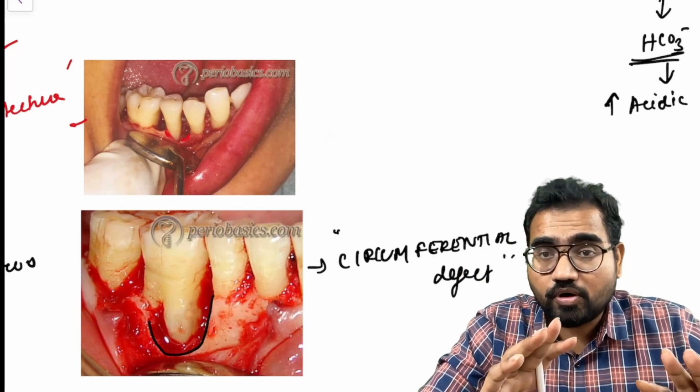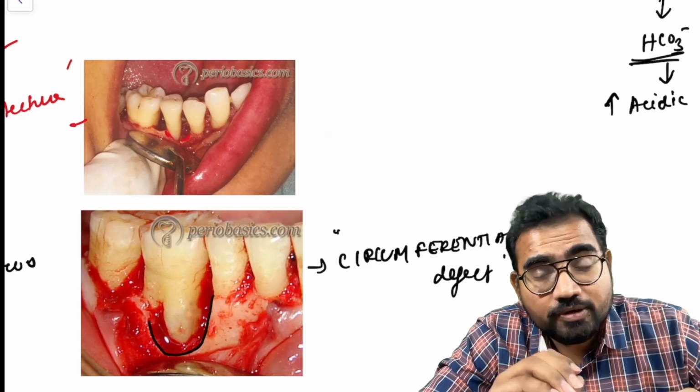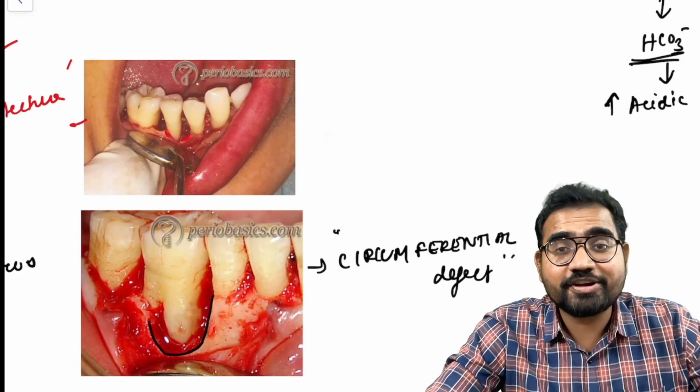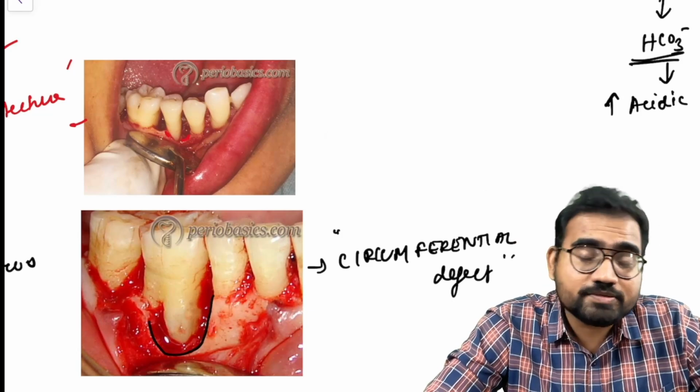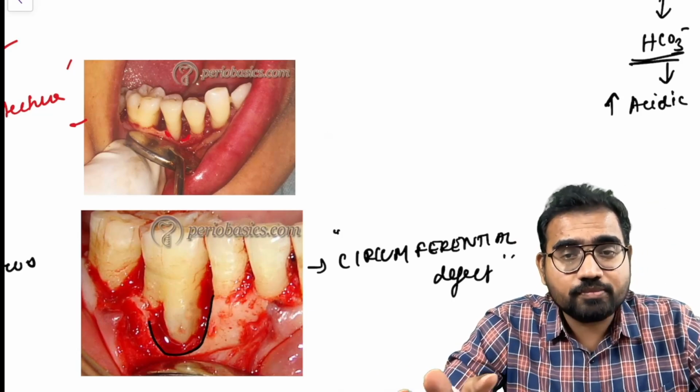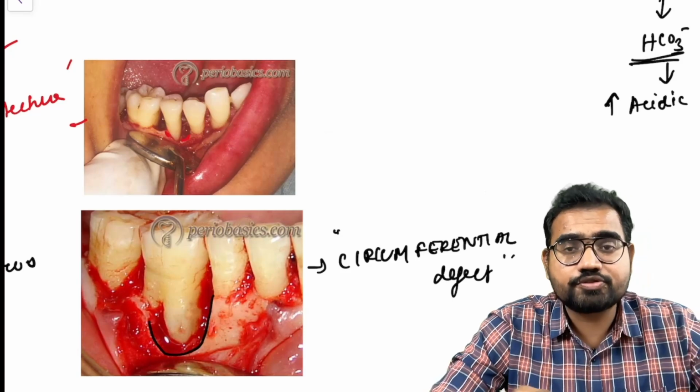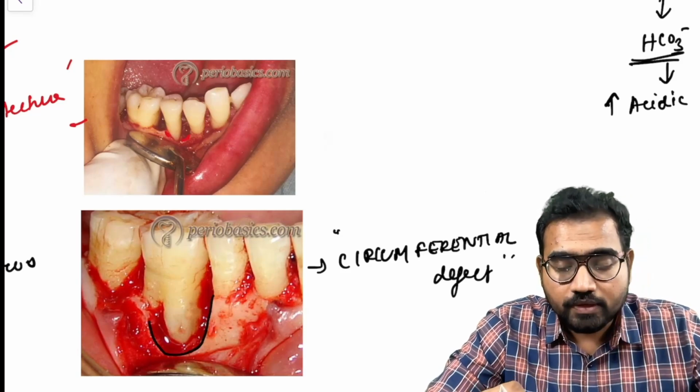You might have read that in trauma from occlusion there will be angular bone loss, in aggressive periodontitis there will be angular bone loss, but in chronic periodontitis horizontal bone loss. But according to me, that is not true. Let me tell you why.